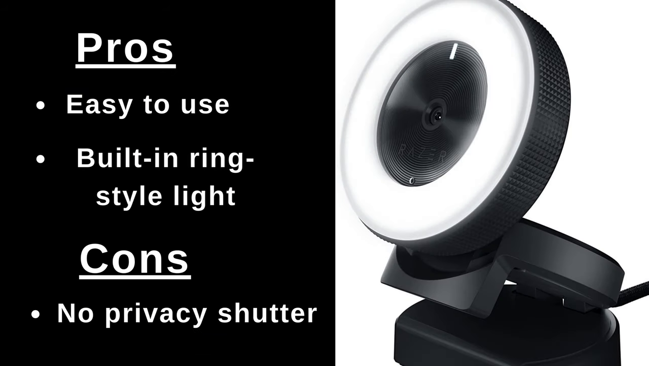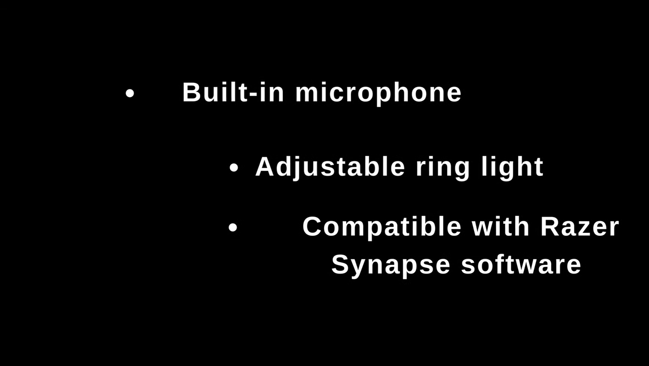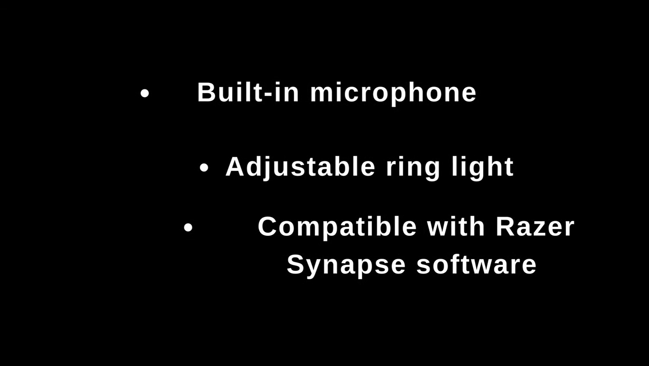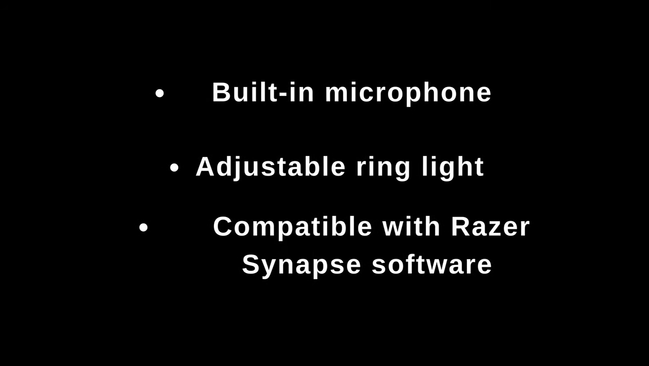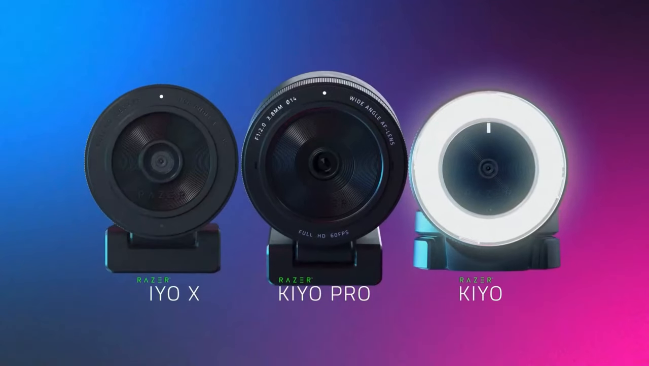Coming in at number 2, Razer Kiyo Streaming Webcam. Pros: easy to use. Built-in ring-style light helps improve video quality in dimly lit rooms. Cons: no privacy shutter. Key specs: resolution, 1080p at 30 frames per second. Field of view, 81.6 degrees. Operating system, Windows, Mac OS. Other features: built-in microphone, adjustable ring light, compatible with Razer Synapse software for tweaking settings.